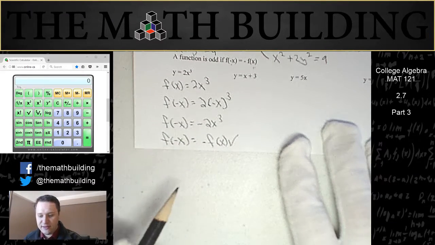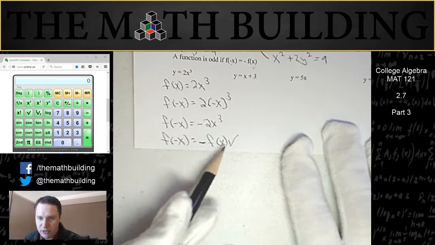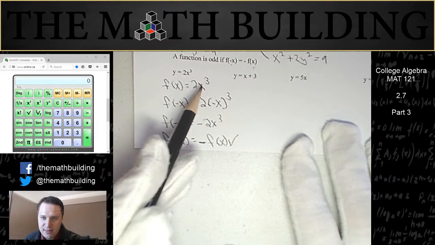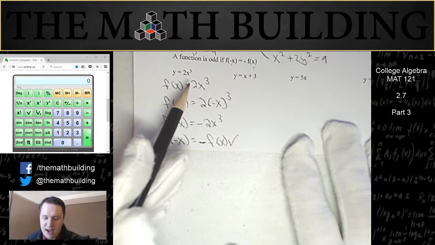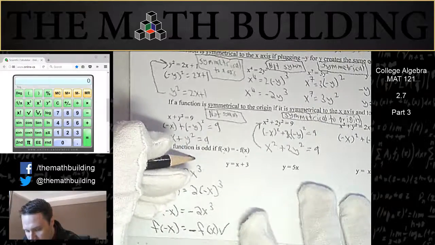And that satisfies the definition of being odd. If we plugged in a negative x, it turned the entire function negative. When I plugged in a negative x, it turned the entire function negative. So that means it's going to be symmetrical in the first and third quadrant like I showed you. So this is an odd function.